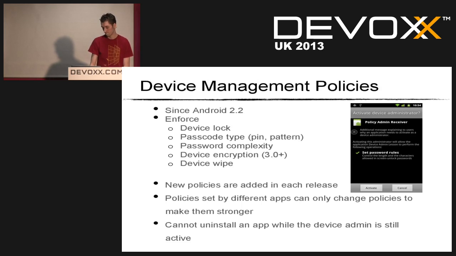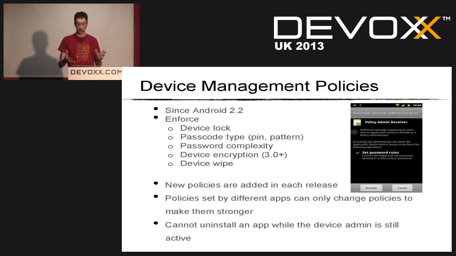On to the next thing, which is device manager policies. This isn't a well-publicized part of the API, part of the SDK, because you generally don't see it on the public app store, since it's quite intrusive. But it's been available since Android 2.2, Froyo, and you can enforce the standard things that mobile device management solutions can enforce: device lock, password complexity, PIN code. From Android 3, we've had device encryption, so you can enforce that. You can enforce the use of a camera, and you can also do things like device wipe.